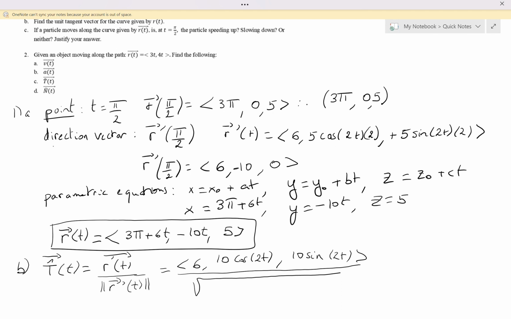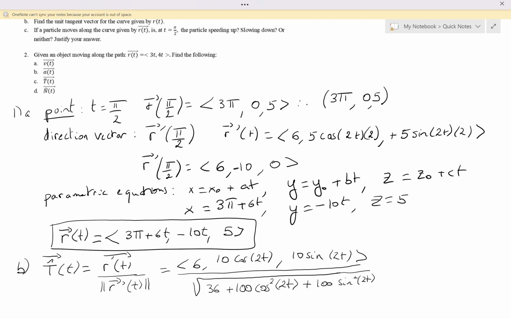So we're going to square 6, we get 36. We're going to square 10 cosine 2t. Both the 10 and the cosine 2t get squared. So I get 100 cosine squared 2t. And then again, plus the square of the last component. I'm squaring 10 sine 2t, meaning I'm going to square both the 10, which is 100, and the sine 2t, which is sine squared 2t.